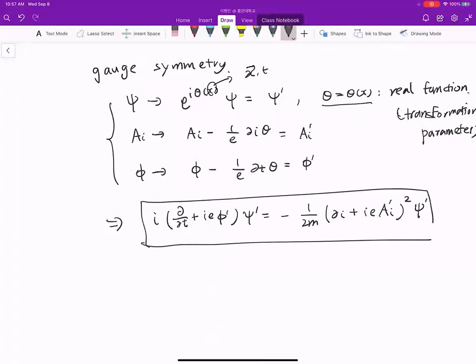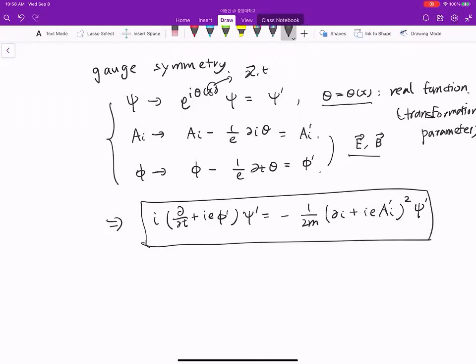Okay, so then, as you know, this kind of degree of freedom exists because what is physical is the electric or magnetic field. So the background electric field and the magnetic field remain the same even after these transformations. But this degree of freedom is important for gauge theory, in particular in the relativistic version.